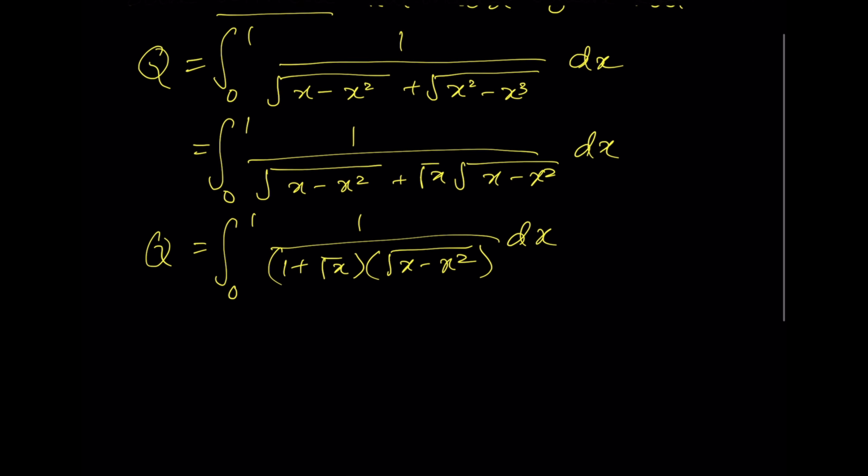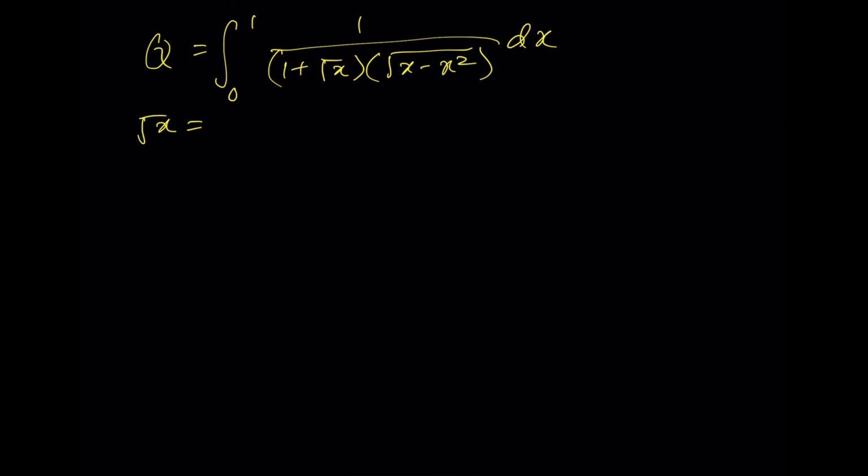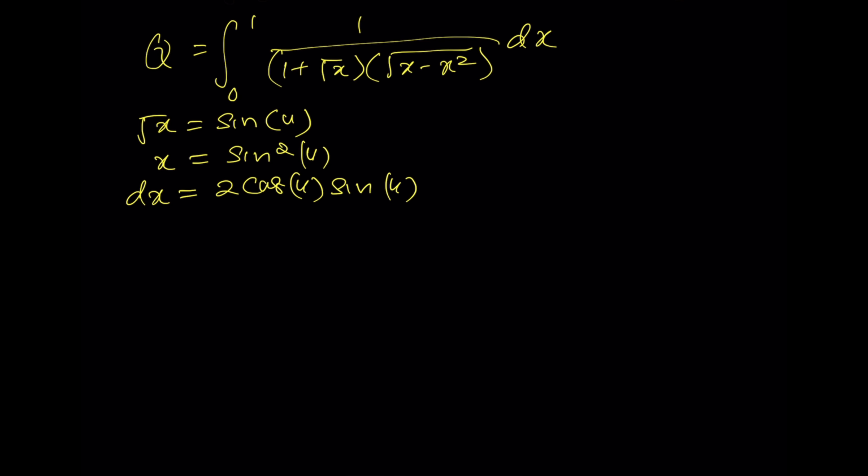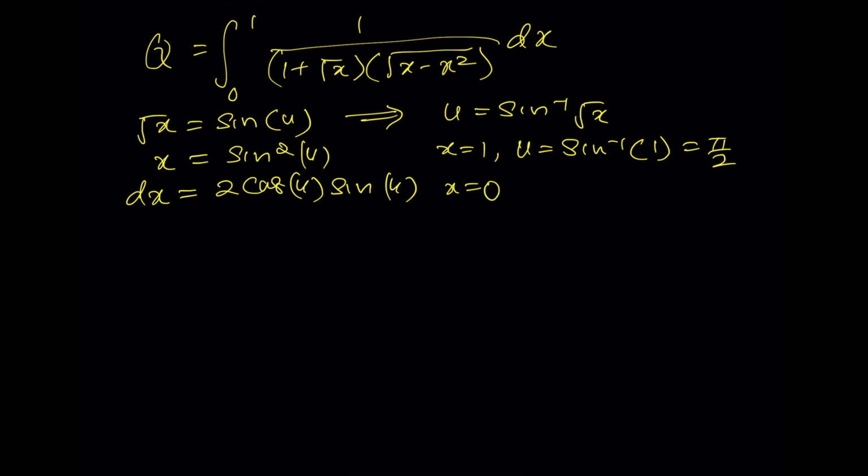Let's do substitution. Define square root of x equals sine u, or x equals sine square u. Differentiate, we get dx equals 2 cosine u sine u du. Meanwhile, u equals inverse sine of square root of x. When x equals 1, u equals inverse sine 1, which equals pi divided by 2. When x equals 0, u equals inverse sine 0, which equals 0.